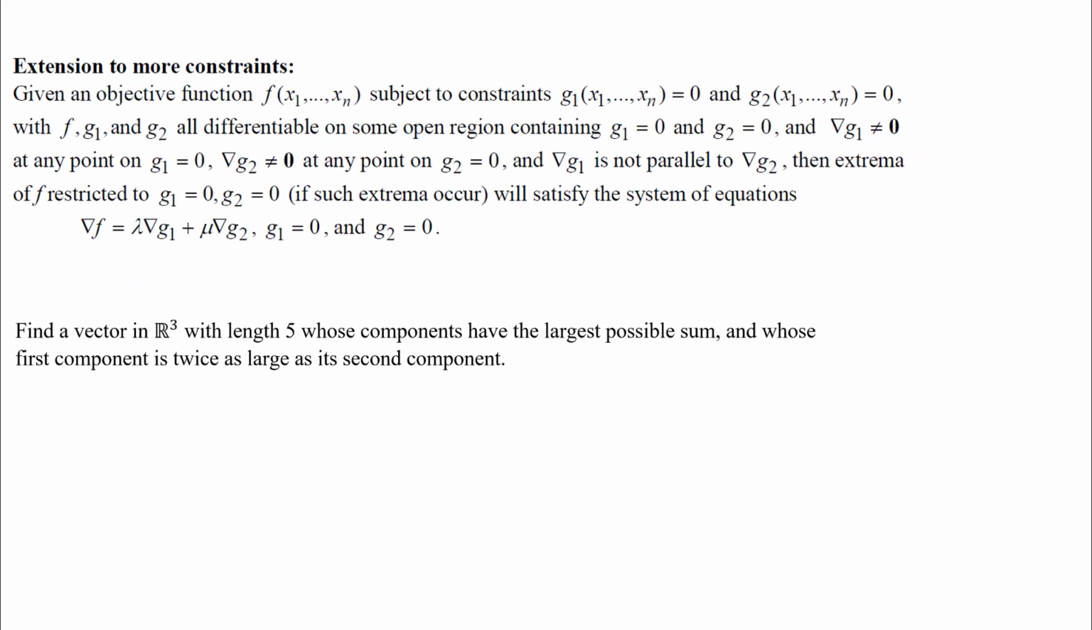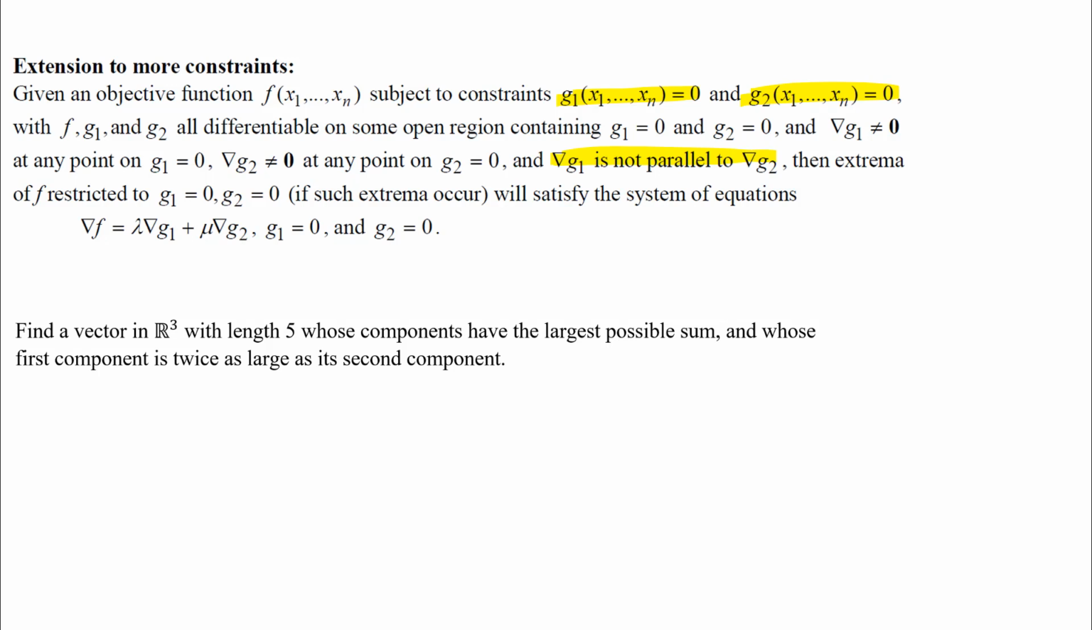All right, the other thing about this method is that it can be extended to more constraints. So this is an extension to 2 constraints. So we've got an objective function subject to 2 constraints here, both written as level surfaces of a function of n variables. So they're the same conditions really that our functions need to all be differentiable on some open region containing those constraints, and the gradient vectors for the constraint functions can't be 0. The other restriction here is that the gradient vector of the 2 constraints are not parallel to each other.